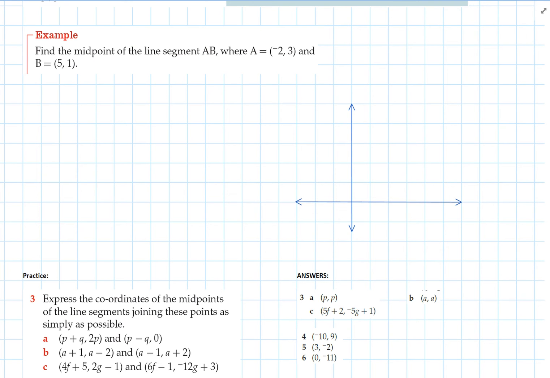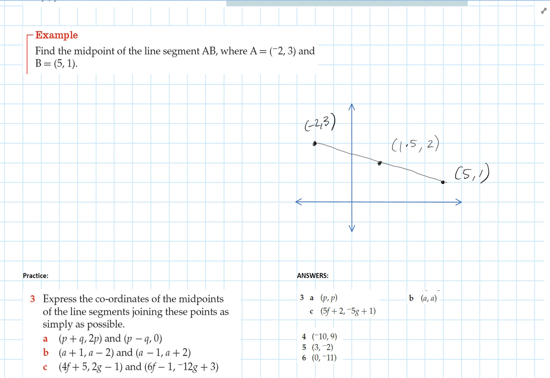First of all, I'll show it on a set of axes. So -2, 3, that would be that point there, and 5, 1 would be that point there. And if we were connecting that with a line segment, that's a pretty bad example, but let's try that again. Okay, then halfway is going to be about there, and in fact if we counted the squares we could see very clearly that that's at 1.5 and 2. So that's just doing it visually, and obviously that's not how you'd do it most of the time.